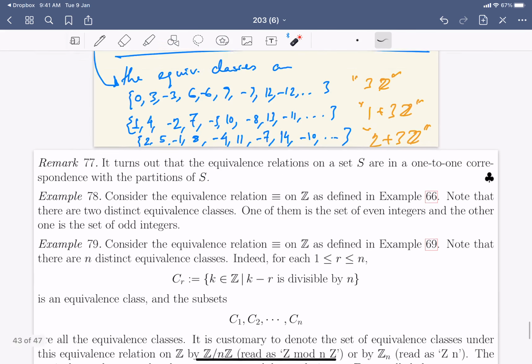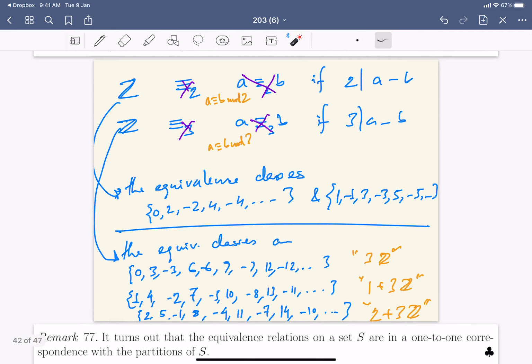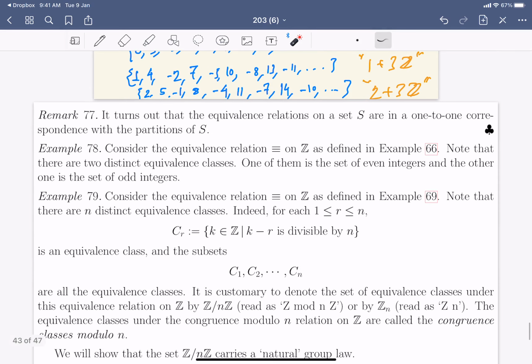So for example, here you have one partition of Z. It partitions Z into the even integers and the odd integers, and that corresponds to the congruence modulo 2 relation. Here you have partitioned Z into 3 subsets that corresponds to the congruence modulo 3 relation, etc. One can show this. This is not too difficult to show, but let's move on.